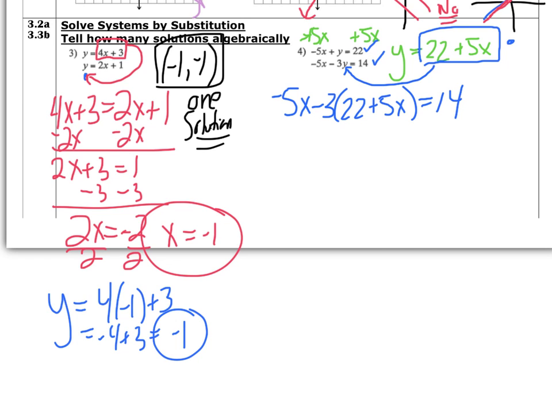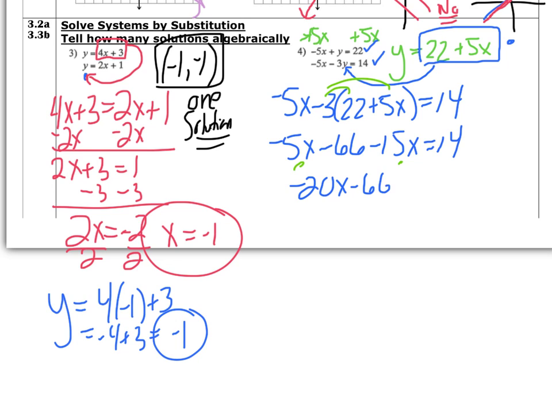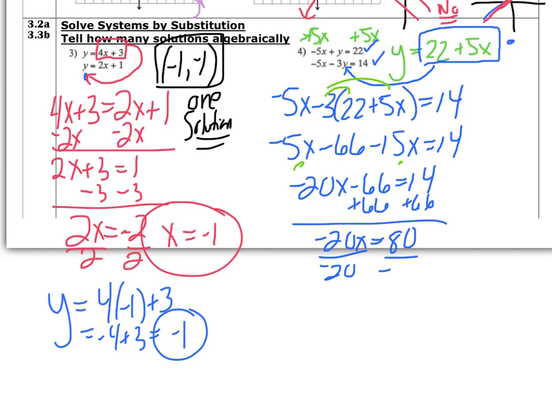Now to solve this, be careful, we do have to distribute. So negative 5x minus 66 minus 15x equals 14. I'm going to add these two like terms together and get negative 20x minus 66 equals 14. Then I'm going to finish this by adding 66 to both sides. It's going to give me negative 20x equals 80. Divide by negative 20 on both sides. We get x is negative 4.